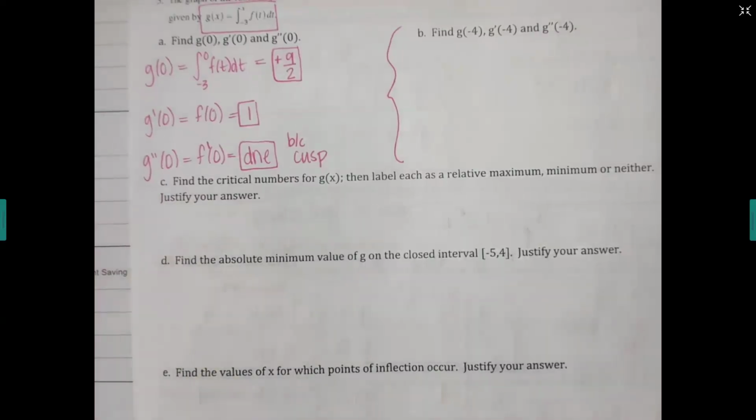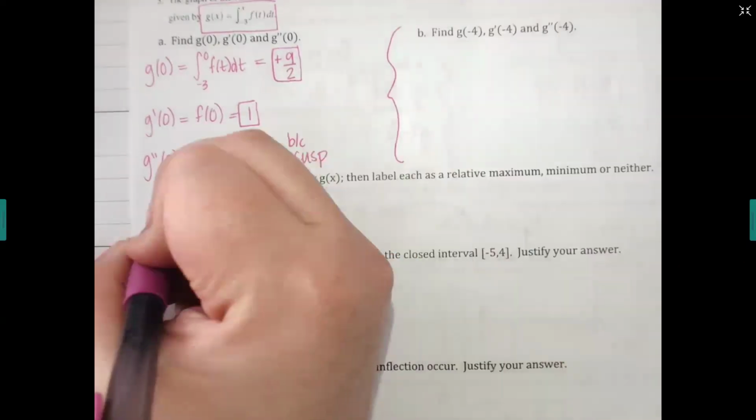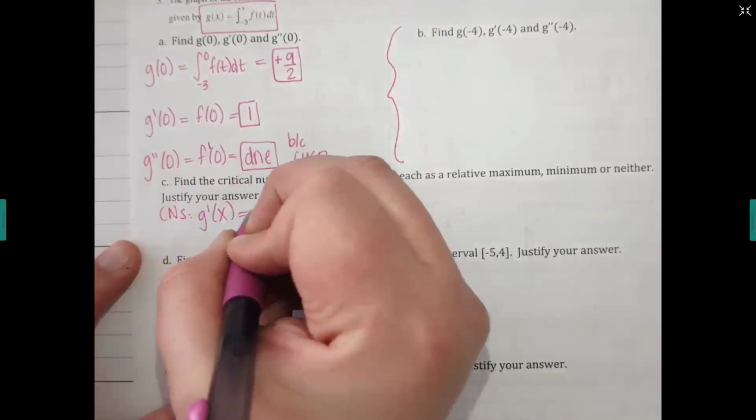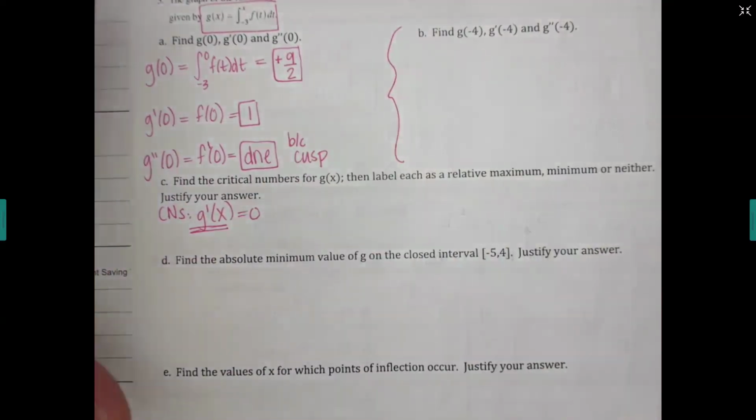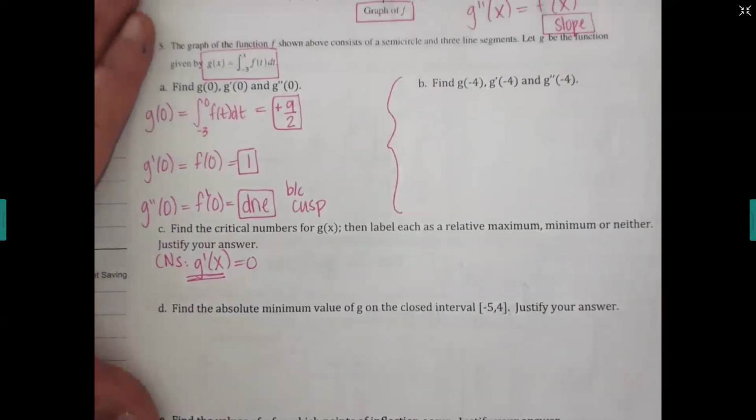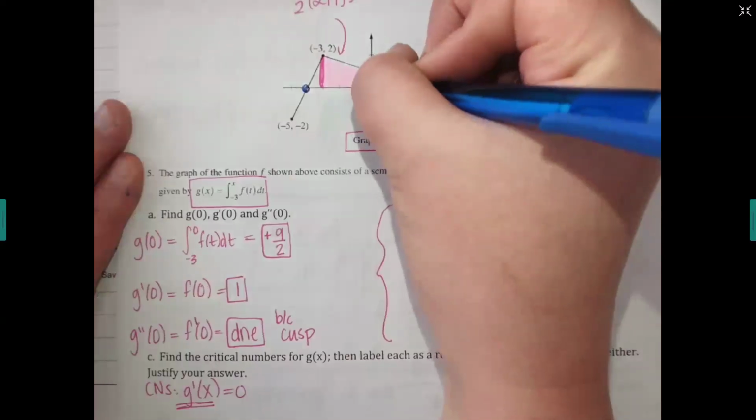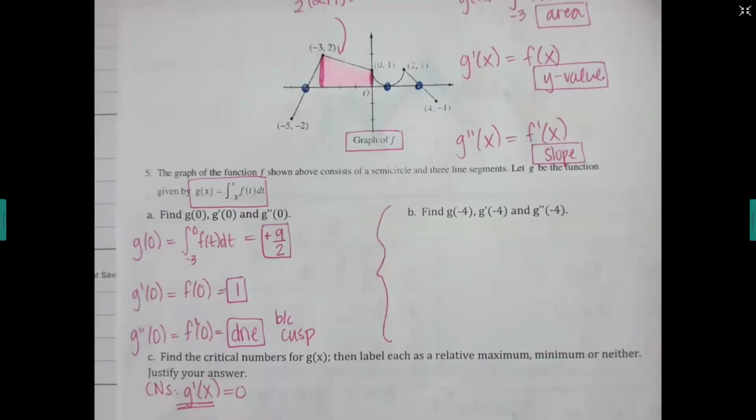Okay, for part C, if I want critical numbers, remember that critical numbers happen when G prime of x is equal to 0. But what is G prime of x on the graph of F? The y values need to hit 0. So put big dots on the x-axis. How many places does it cross the x-axis? 1, 2, 3.